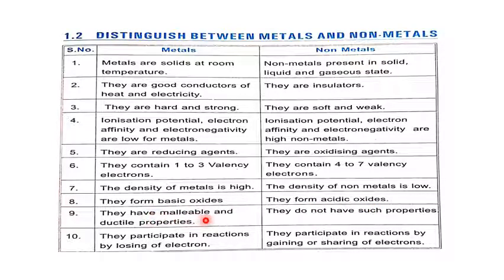Next, metals have malleable and ductile properties. That means they can be spread into sheets and drawn into wires. Non-metals do not have such properties like malleability and ductility. Next, metals participate in reactions by losing electrons. Non-metals participate in reactions by gaining or sharing electrons. These are the differences between metals and non-metals.